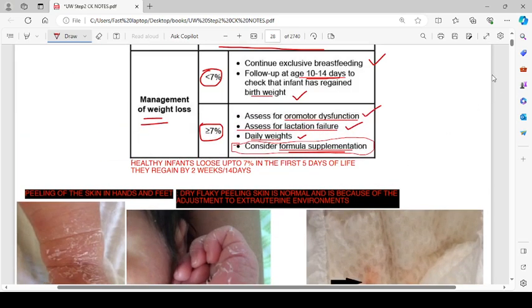Okay, just give me a second. So as per Google, oromotor dysfunction refers to the group of disorders that predominantly affect the sensory input and motor system, movement organization involved in sucking, chewing, swallowing, speech articulation, and facial non-verbal communication. So this is oromotor dysfunction.